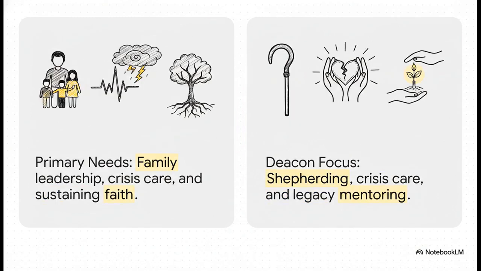Now let's shift to adults. The needs change, don't they? They're dealing with leading a family, navigating major life crises and grief, and trying to keep their faith strong for the long haul. So the role adapts. It becomes about shepherding, providing focused crisis care, and helping them mentor the next generation.